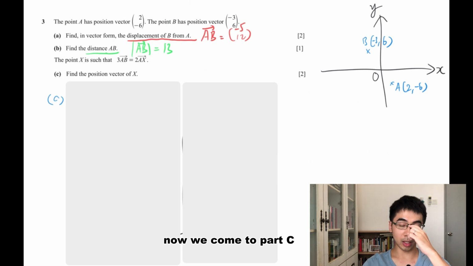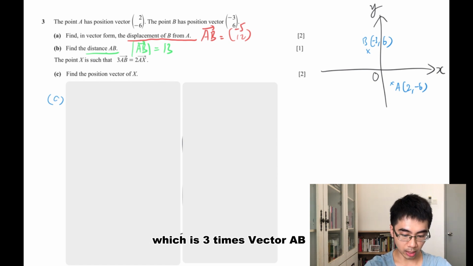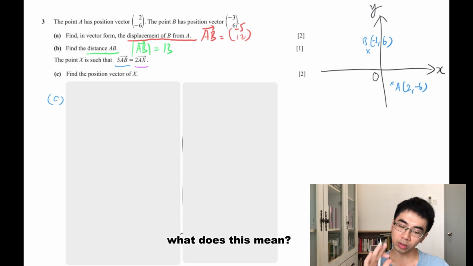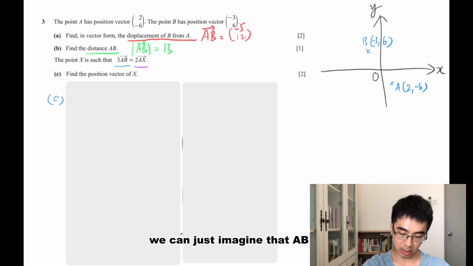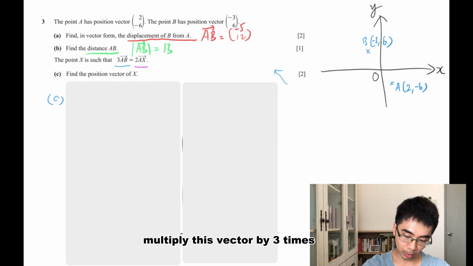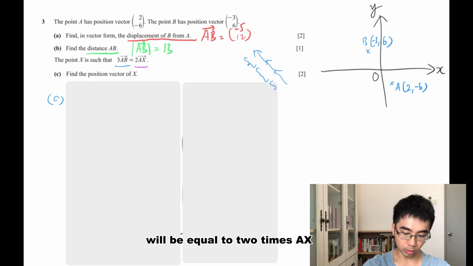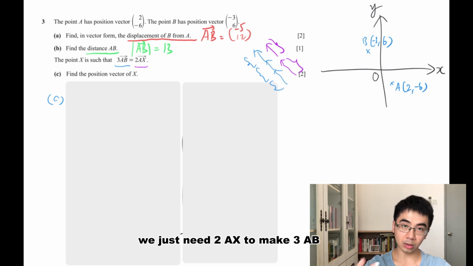Now we come to part C. For part C, we have one more piece of information: 3 times the vector AB will be equal to 2 times the vector AX. What does this mean? We can imagine that this is the vector AB, and this vector multiplied by 3 will be equal to 2 times AX. It should be something like this. The purple one is AX, and we just need 2AX.